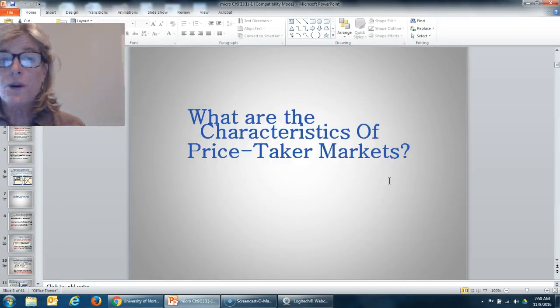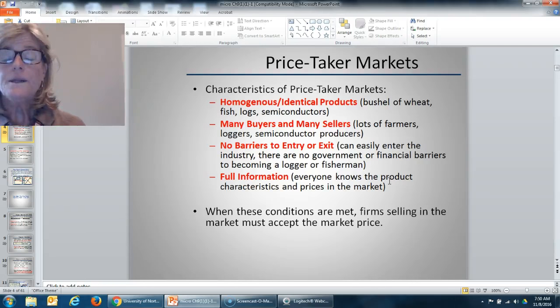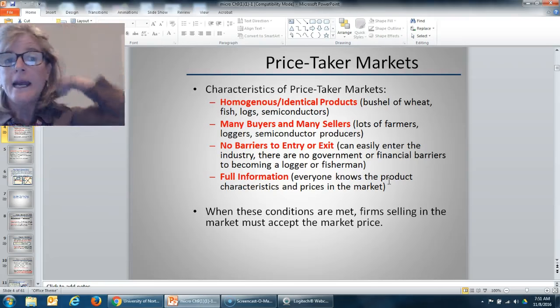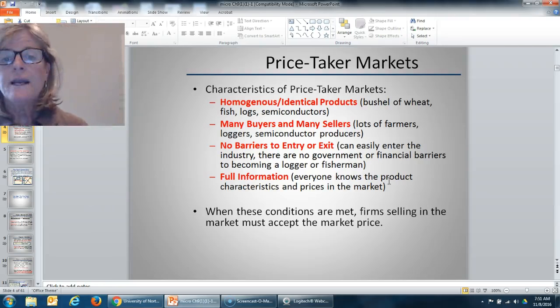Let's look at first price takers. The characteristics of price takers, which you have to know, is that they have homogeneous or identical products. So one semiconductor is exactly like the next semiconductor. One bushel of wheat is exactly like the next bushel of wheat. There's many buyers and many sellers, so that any single seller is small in comparison to the huge market. Likewise, there's no barriers to entry, so anybody can become a farmer. Anybody can become a logger or a fisherman. And full information, everybody knows the product characteristics and the product price.